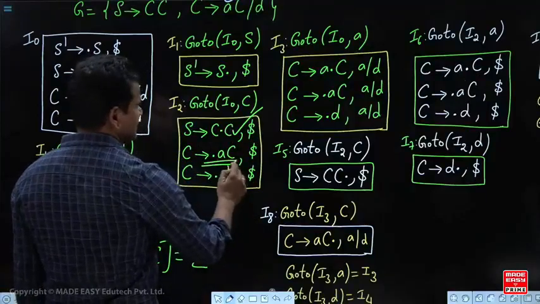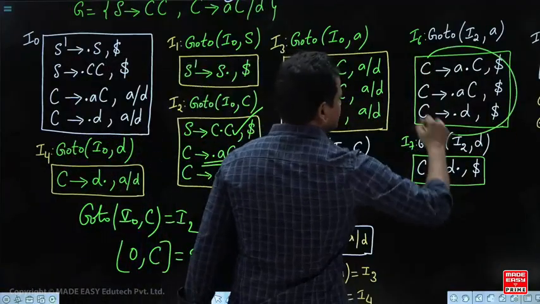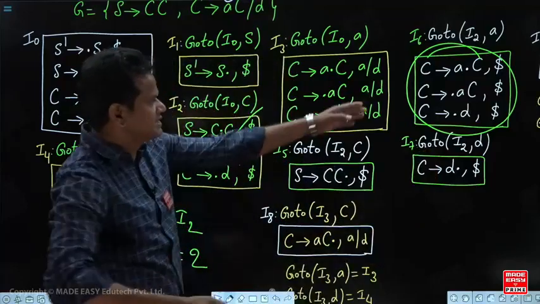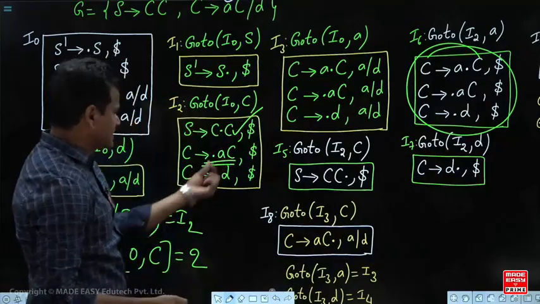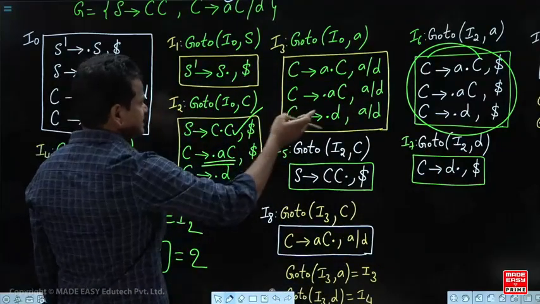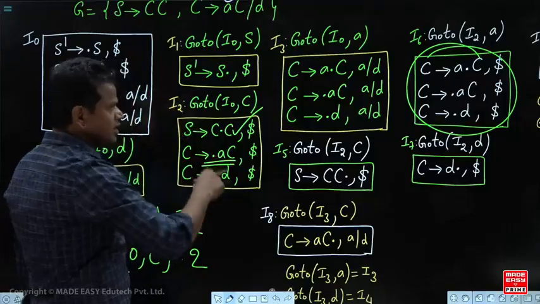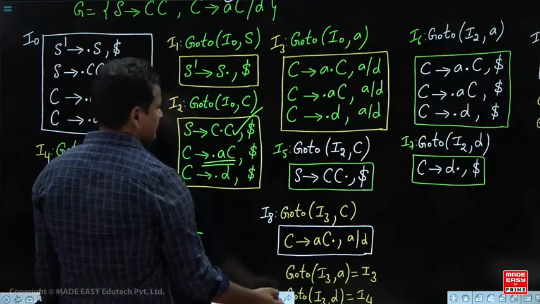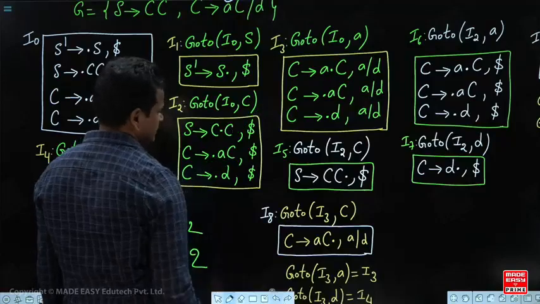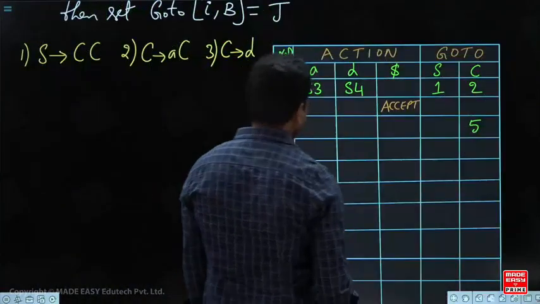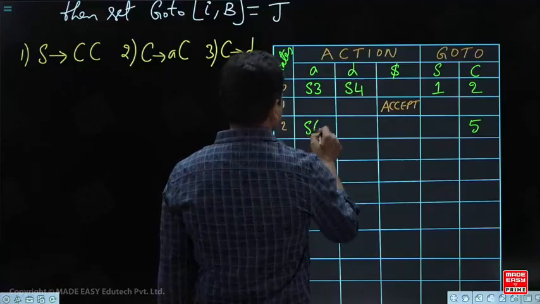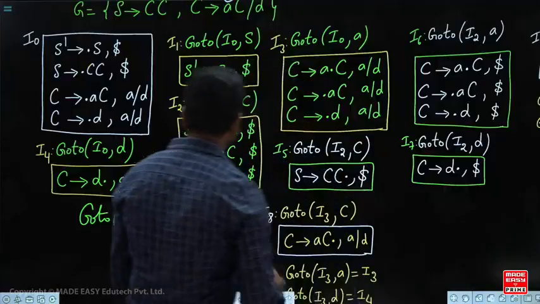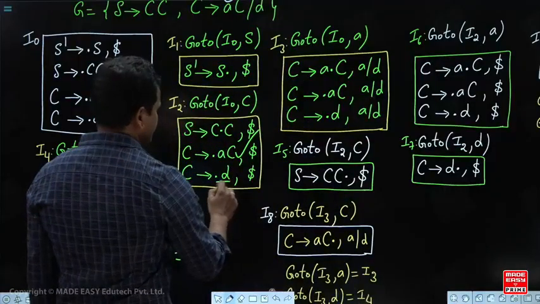I2 comma a. This is the state. What is the name of the state? I6. And what is this? Terminal. So I2 comma a is I6. So in the second row, 8th column, shift 6, S6, because it is a terminal. Okay. Next. I2 comma a is S6. Next. This is done. I2 comma d.